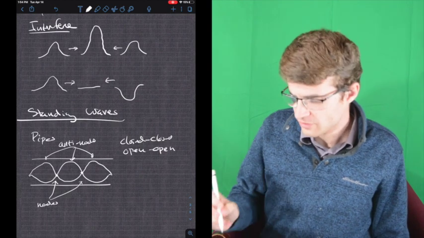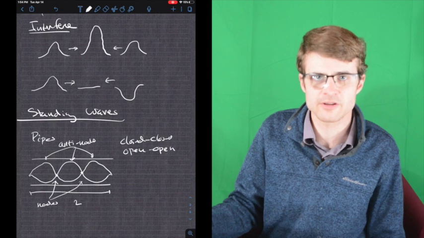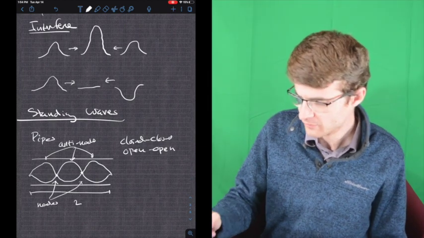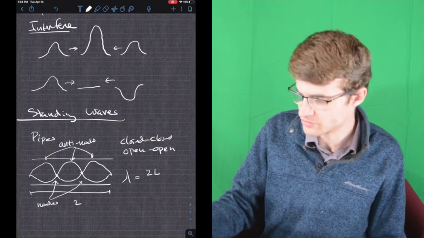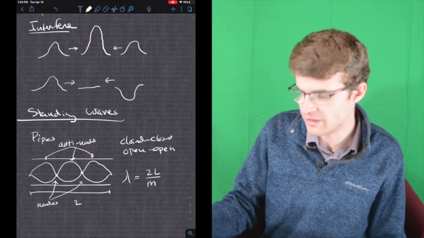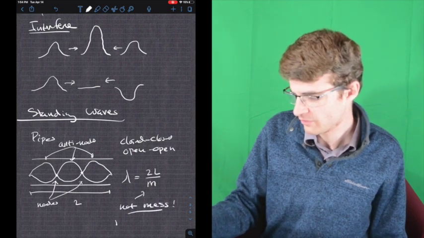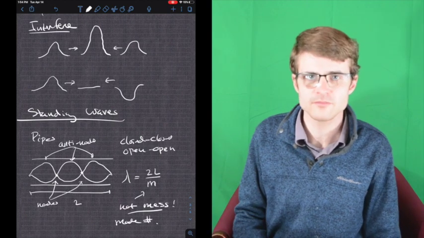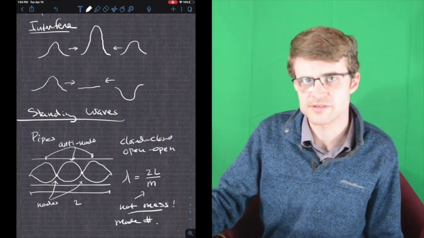So let's say that I knew the length L of the pipe, and I wanted to calculate what the wavelength is for a given vibrational mode of the pipe. Then we know that lambda for an open or closed pipe is equal to twice the length divided by the mode number. This is not mass. This is mode number. So for the fundamental mode, the wavelength is twice the length of the pipe.